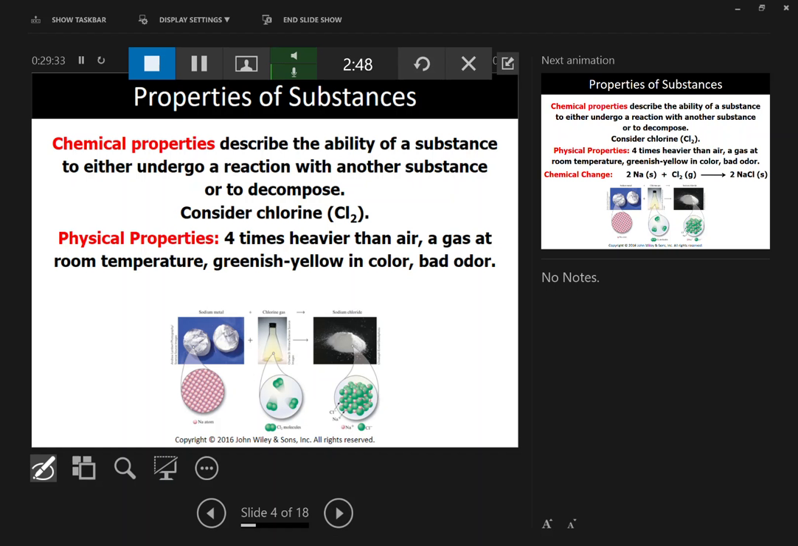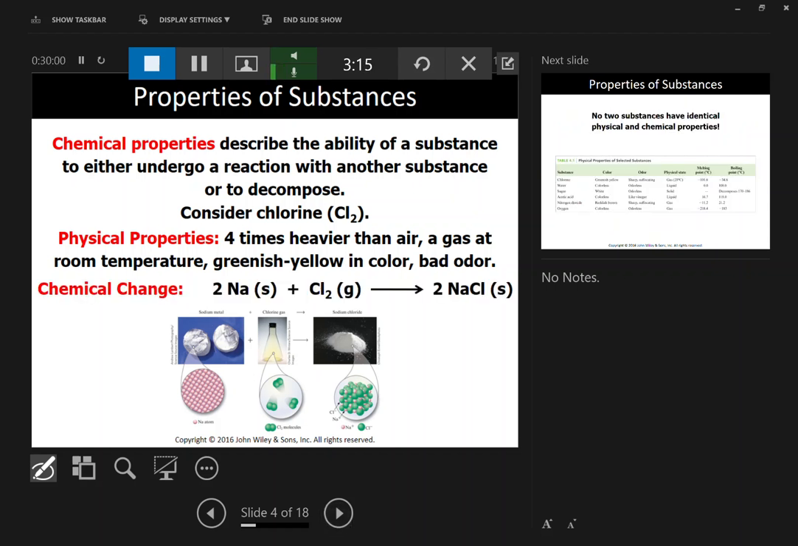Chemical properties, on the other hand, explain the ability of a substance to go through a change. And when that change happens, the composition of the substance is going to change. For example, the decomposition of water is a chemical property of water. When it decomposes, it forms hydrogen and oxygen gas. It's not water anymore. So the composition of our substance, which is water, has changed.